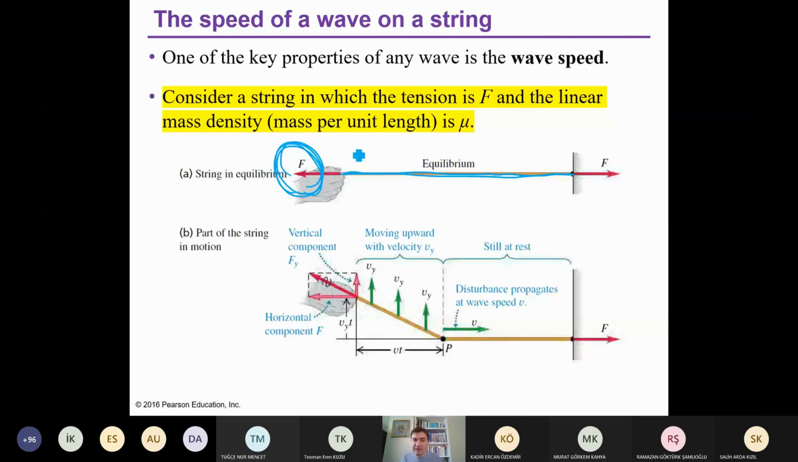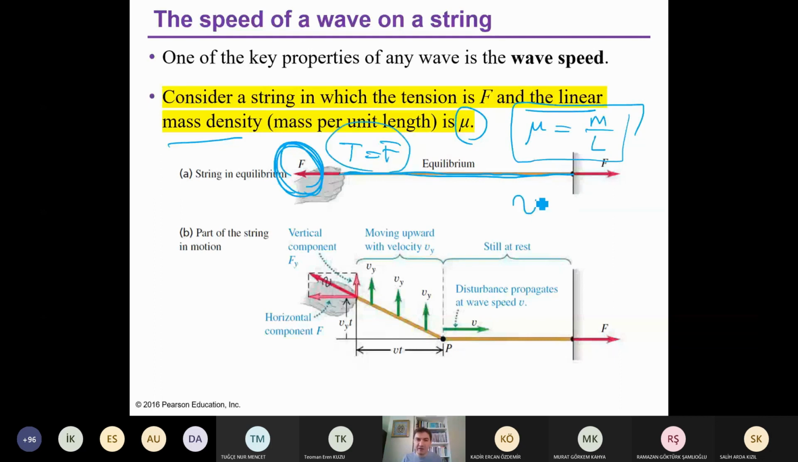And let's consider that this string has linear mass density, mu. Linear mass density is mass per unit length, okay? So you can consider like this: mass of the string is given and tension in the string is given. So what about the velocity of the wave? If you produce a wave here, just you apply force in this direction and this direction, then you produce a wave on the string. And what about the speed of this wave on this string, okay?